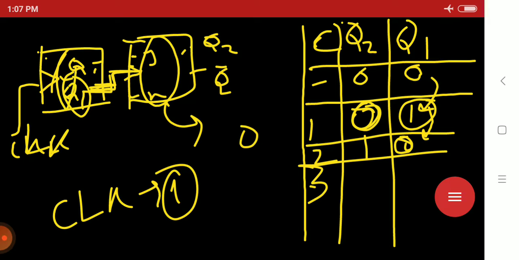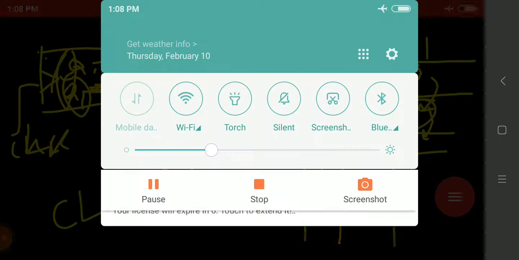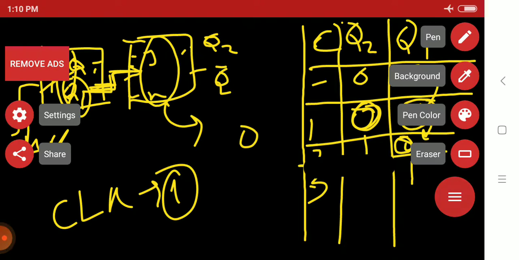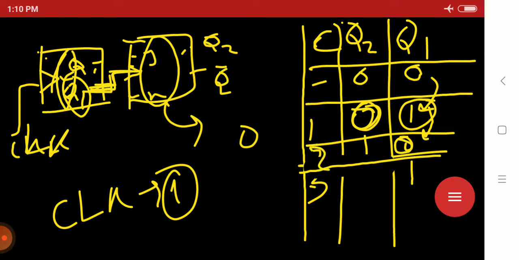If I give the third clock pulse, the flip-flop is again on, and it will toggle the previous state. The previous state of Q1 is 0, and here it is toggled to 1. Q1 is 1, that means the complement will be 0. That means it will again turn off the second flip-flop. After the second clock pulse we are getting 1 0, and after the third clock pulse Q1 toggles to 1 with Q2 remaining off.